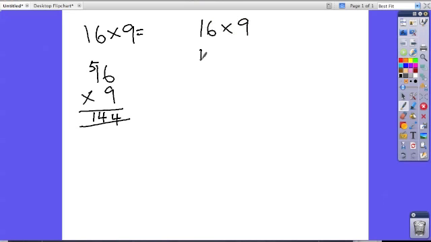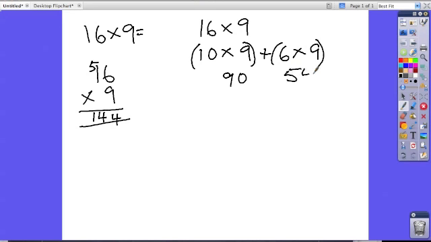We can look at it like this: 10 times 9 plus 6 times 9. And if you know your basic facts, as many of you do, you'll know that 10 times 9 is 90, and 6 times 9, let's just put brackets around there so we can separate what we're looking at, is 54. And then it's as simple as adding those two together, which equals 144. So that's one way of doing it.